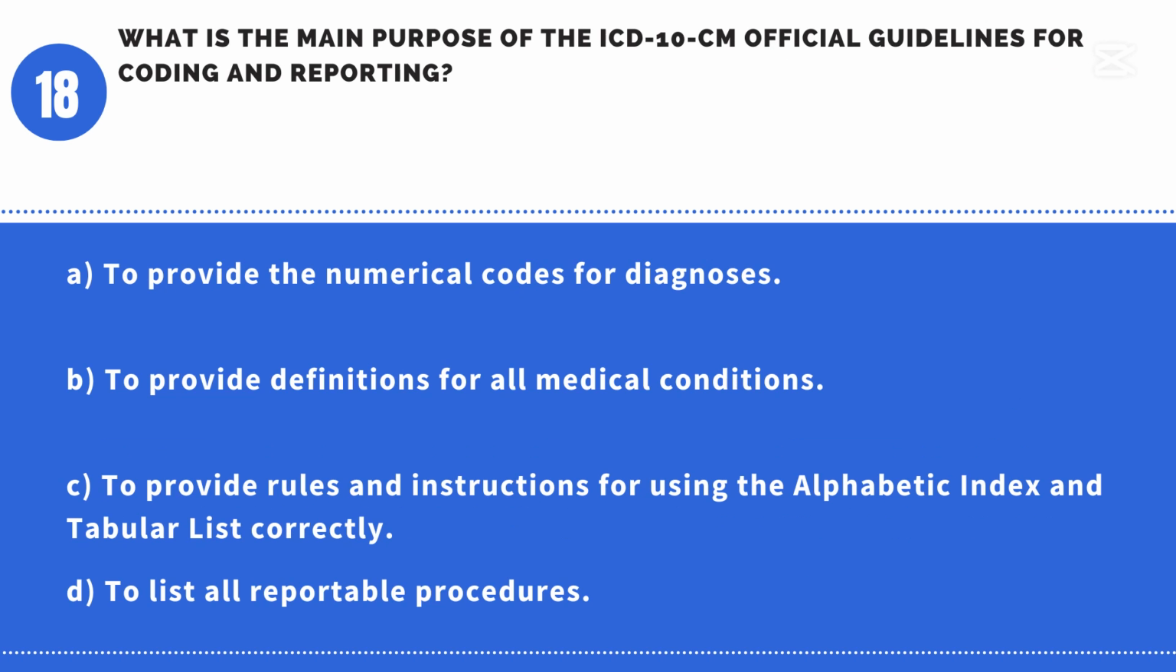Question 18. What is the main purpose of the ICD-10-CM official guidelines for coding and reporting? A. To provide the numerical codes for diagnoses. B. To provide definitions for all medical conditions. C. To provide rules and instructions for using the alphabetic index and tabular list correctly. D. To list all reportable procedures.